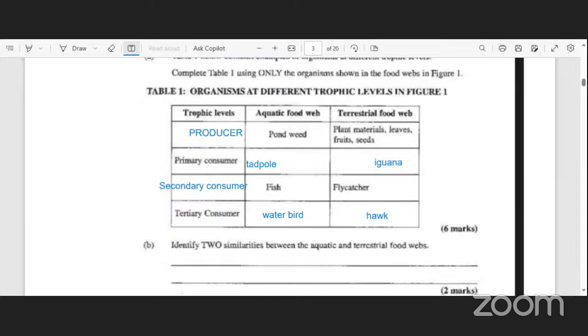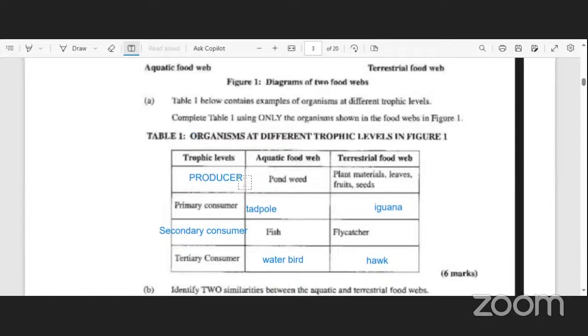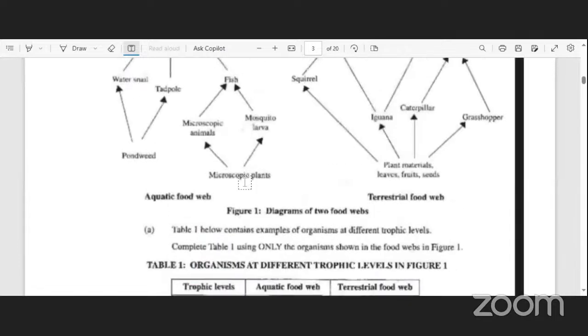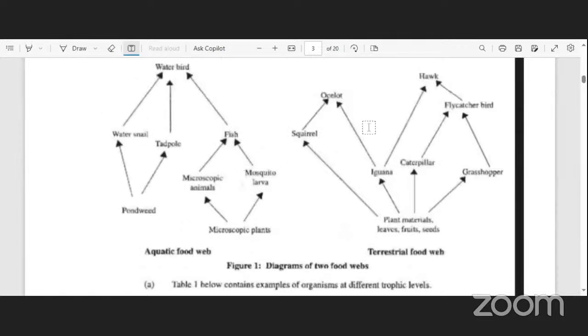And the next one that we can say is that producers are at the base for the terrestrial and aquatic food webs. So if you're in an exam and you can't come up with any of what I just said, you might look at it and pick up similarities between the two food webs. But one similarity that you definitely need to pick up is that they are both characterized by linkages, right? Because remember that a food web is an interlink of different food chains.